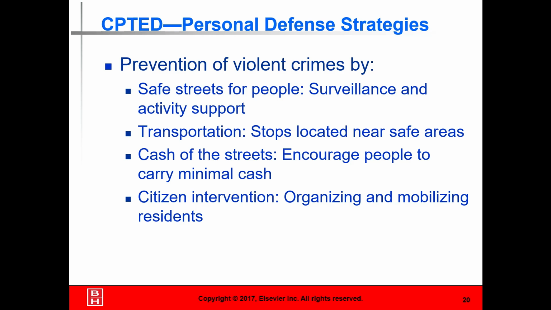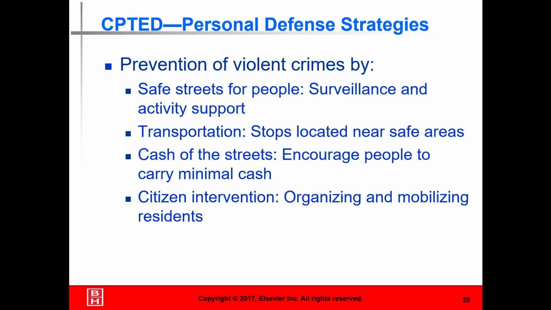Where's the train or bus stopping? Is it in a really bad neighborhood? Is there lighting there? Are there police officers close by? So these are some that we can actually plan to say, hey, we're going to put more buses up so people aren't waiting as long. Get the cash off the streets.